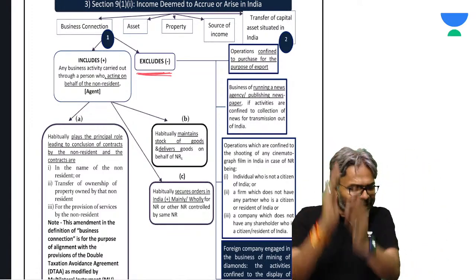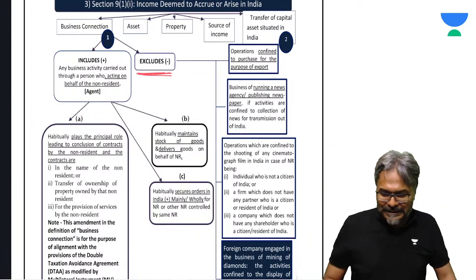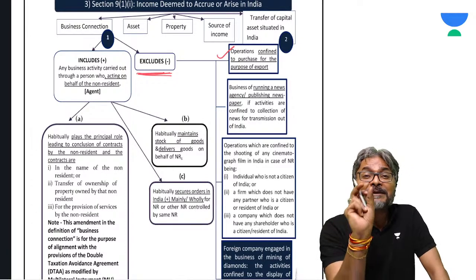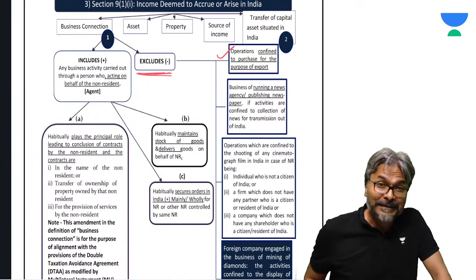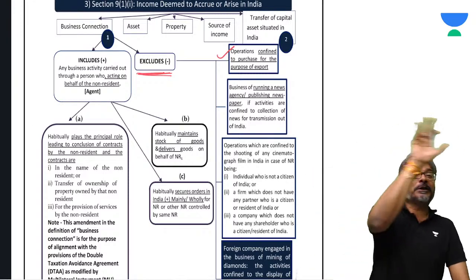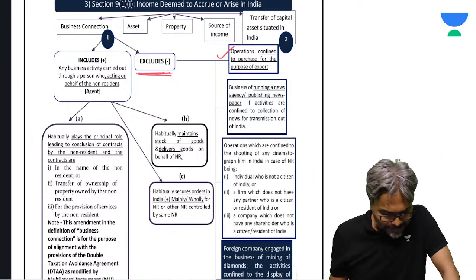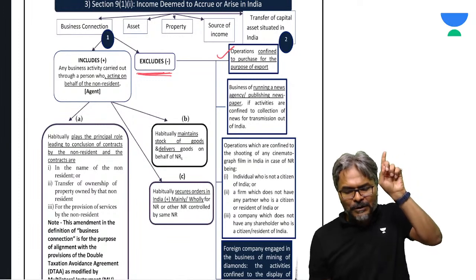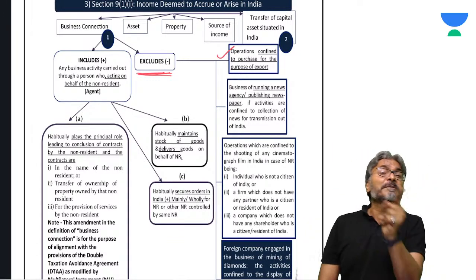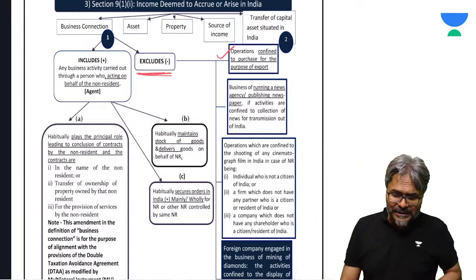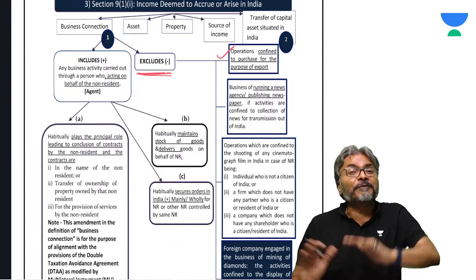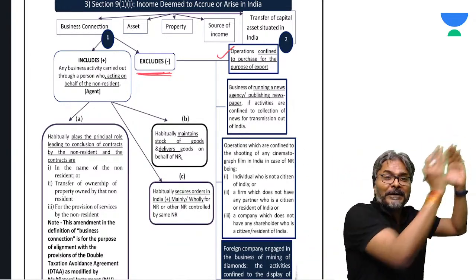So the activities are, students, let's have a look. Operations confined to the purchase. The word is confined. Confined to the purchase for the purpose of export. That is point number 1. Second one, students, business of running a news agency or publishing a newspaper, if the activities are confined to collection of news for the transmission out of India.